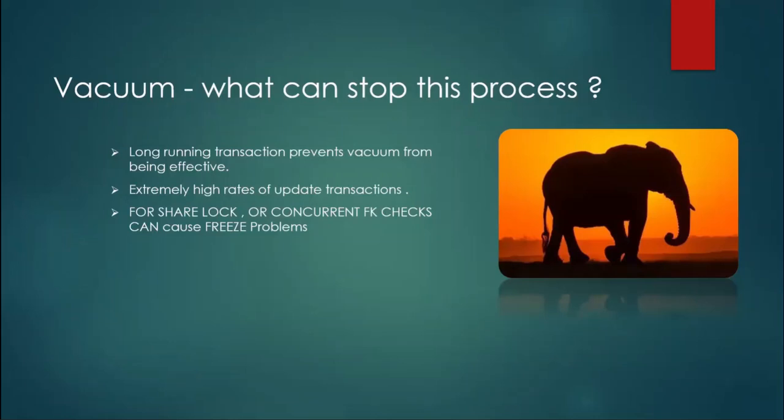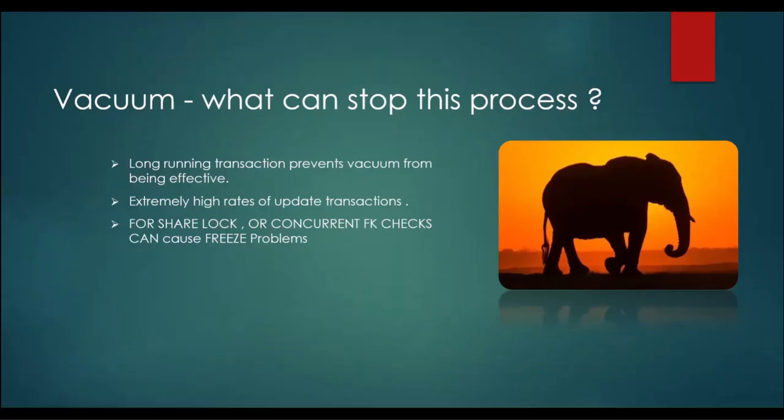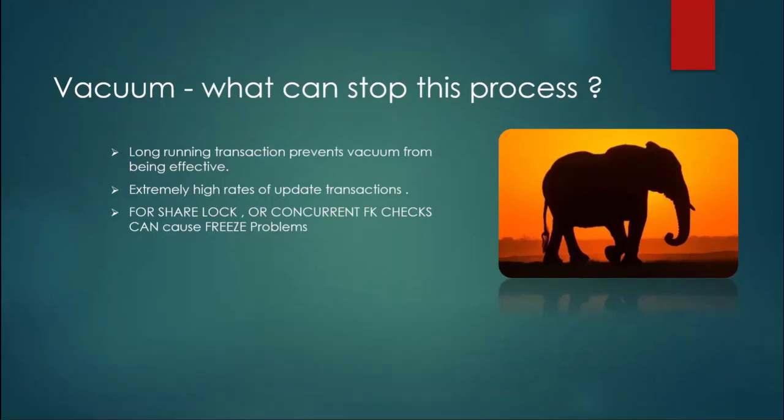If there is a share lock, or concurrent foreign key checks on your tables or the reference tables, those things will also cause freezing problems in the PostgreSQL vacuuming operation. So these are the three considerations in the vacuuming operation.